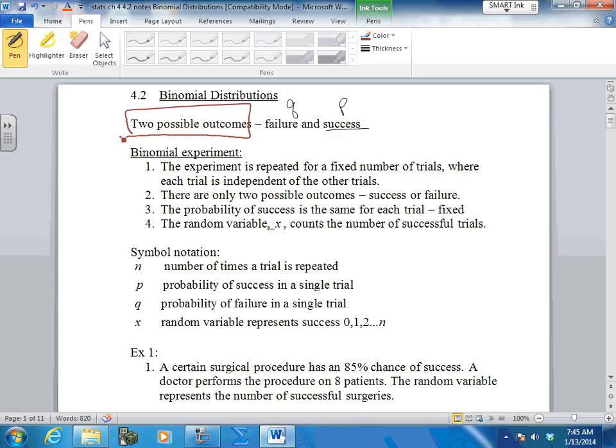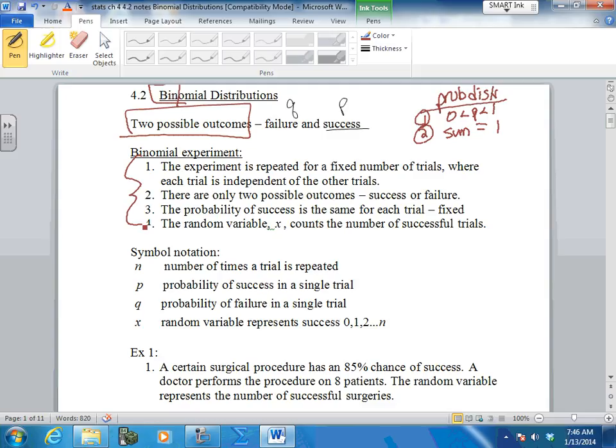To be a probability distribution that we did last week, we needed only two things. One, the probabilities had to be between 0 and 1. And two, the sum of all my probabilities had to be 1. That's a probability distribution. This one's different. This is binomial. Think of binomial 2. Two possible outcomes. Four things have to be present for a binomial experiment.